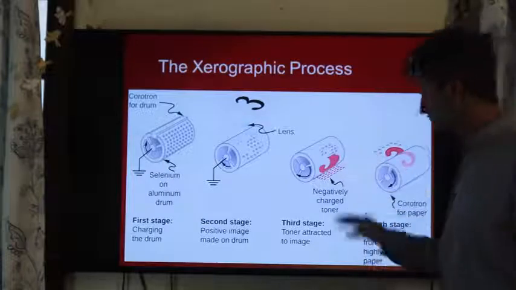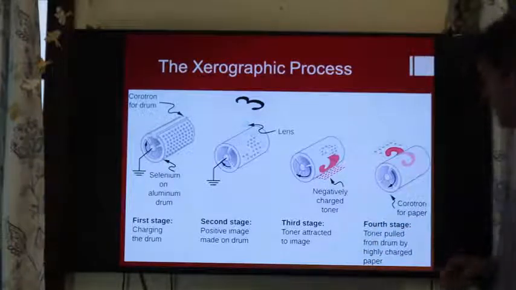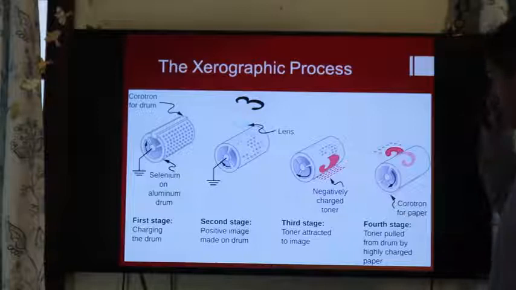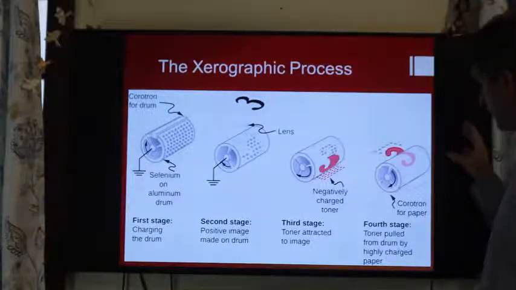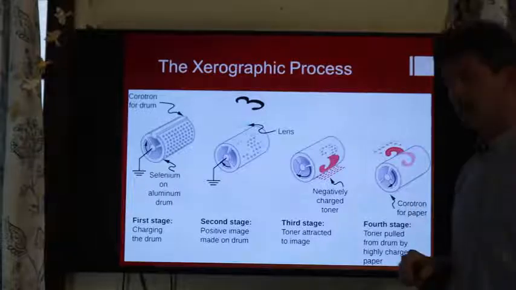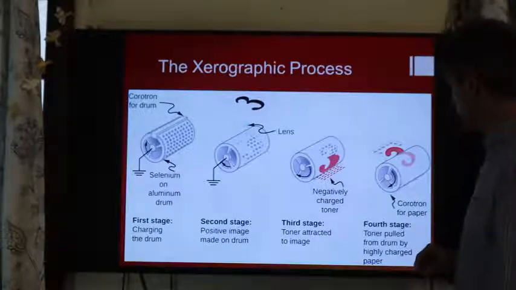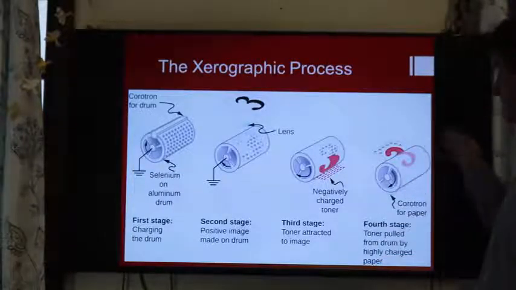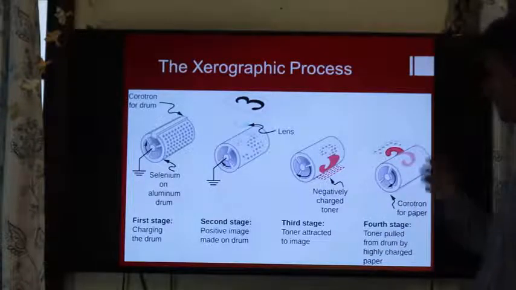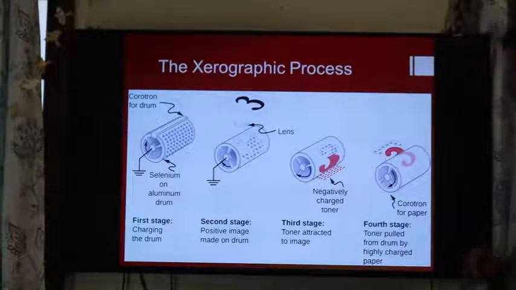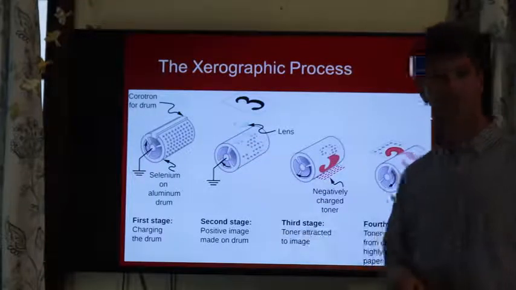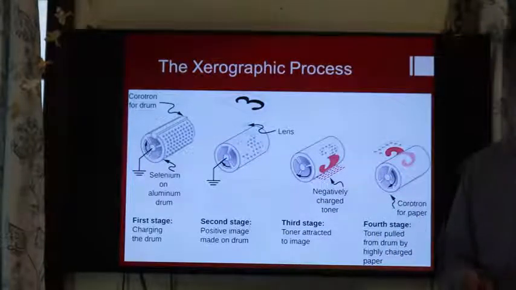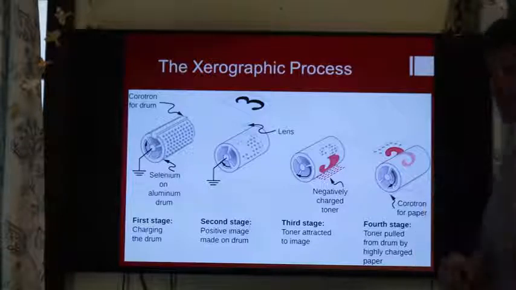That will then take up negatively charged toner. The negatively charged toner is then impressed onto a piece of paper, and using high pressure and heat, it can be embedded into the paper. So very, very useful application here of voltage. Again, the high voltage is used to charge the selenium drum, and then the charge is used to pick up the toner particles.